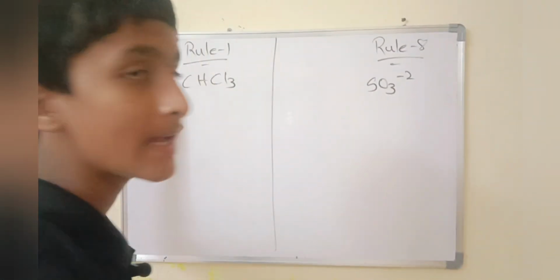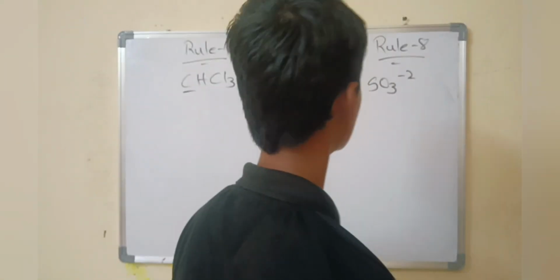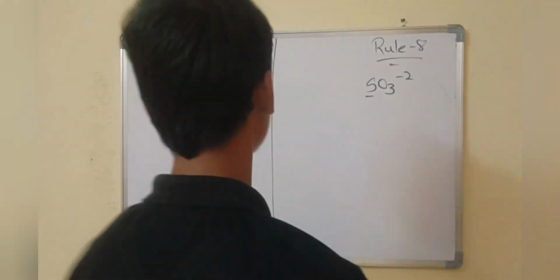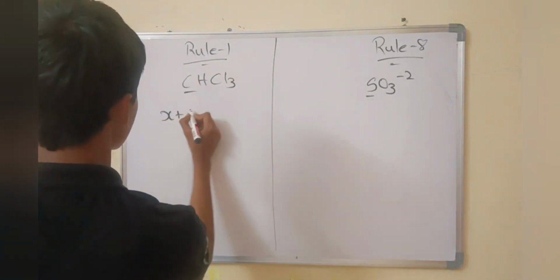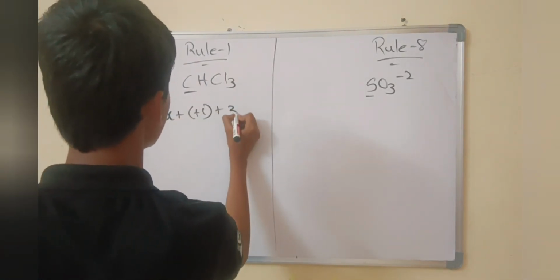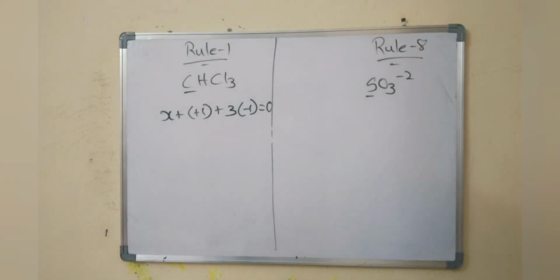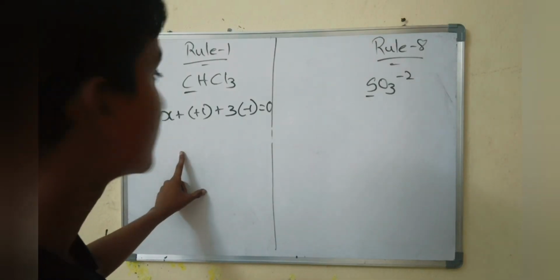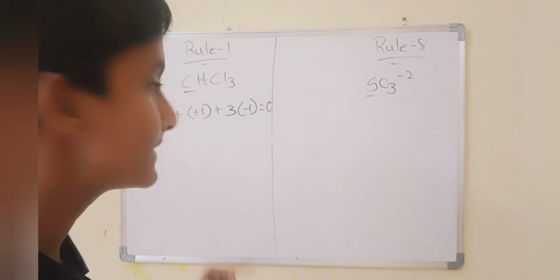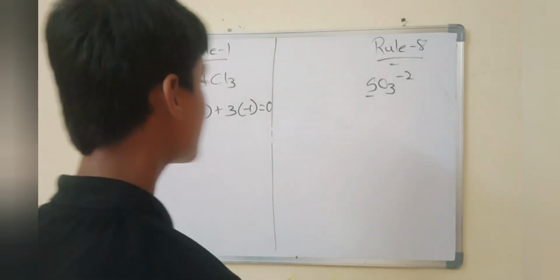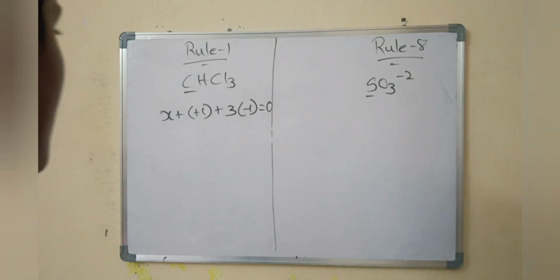Now listen. In CHCl3 I am finding the oxidation number for carbon. In SO3 minus 2 I am finding it for sulfur. Now pause the video and try it, guys. X plus 1 plus 3 into minus 1 is equal to 0. Why did I write plus 1 here? The hydrogen oxidation number is plus 1 because it is a metal hydride. Clear? And the chlorine oxidation number is minus 1.